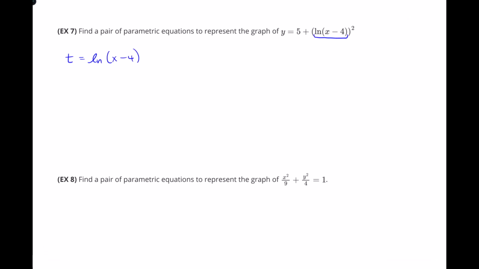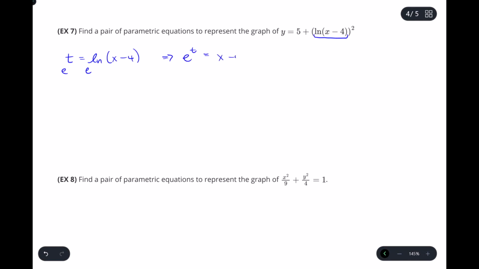Then I have to do some work to actually solve for x. It wasn't necessary in the previous example because I solved basically t equals x, or x equals t. It means the same thing. So it's a bit more complex, but it's still doable. I would need to raise both sides here as an exponent with base e. So e to the natural log of x minus 4 reduces to just x minus 4. And if I add 4 to both sides, I would have 4 plus e to the t is equal to the variable x.